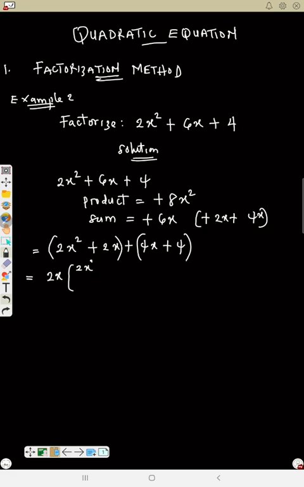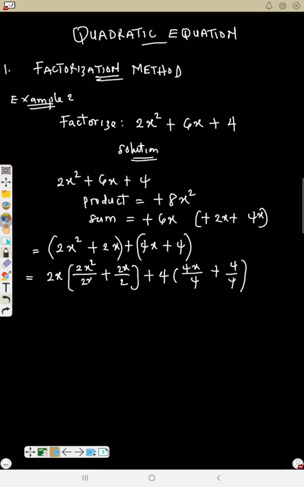That means we have 2x squared over 2 plus 2x over 2, plus here also 4, highest common factor. We have 4 4, so 4 is common. Then we have 4x over 4, as anything that is common, divide by that number. Then plus 4 over 4.